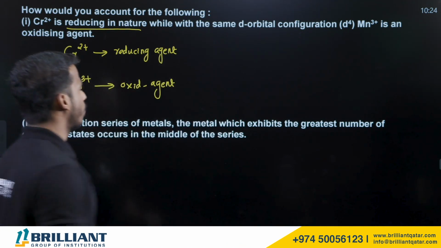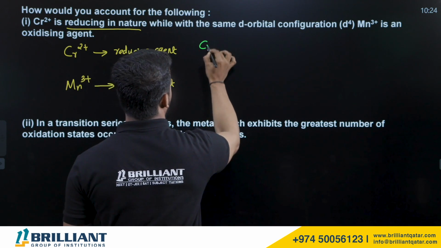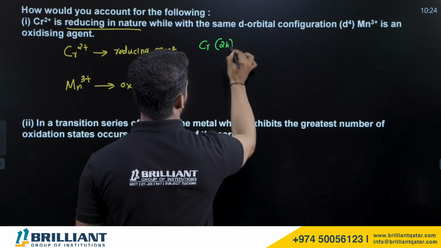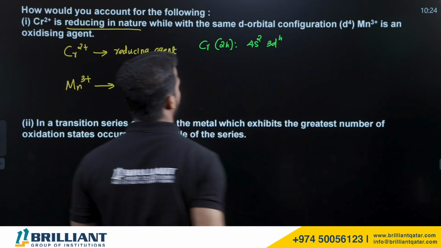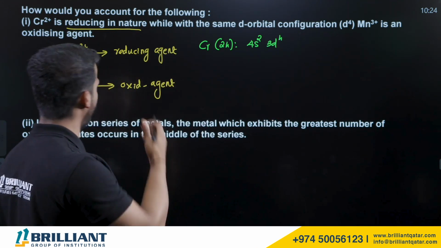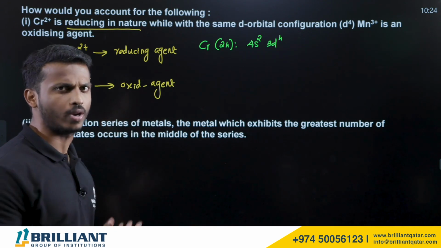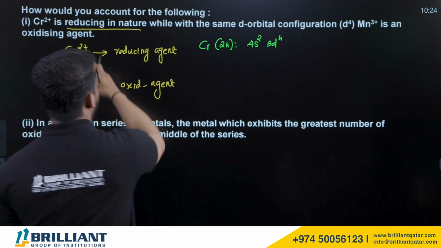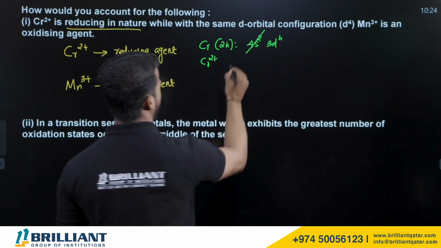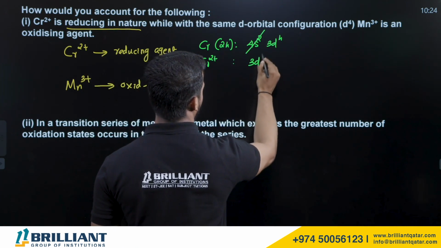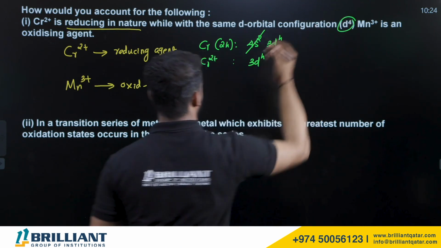Chromium, you know what is the normal state of chromium? Chromium atomic number 24, we can write the configuration as 4s2 3d4. You can make it half-filled stabilization, but here we are dealing with oxidation state. Anyway, we are going to remove the electrons, no need of that. What about chromium 2+? It has to lose the outermost 2 electrons, so the remaining is 3d4. Yes, it has a d4 configuration.